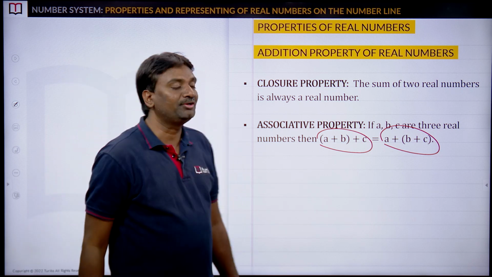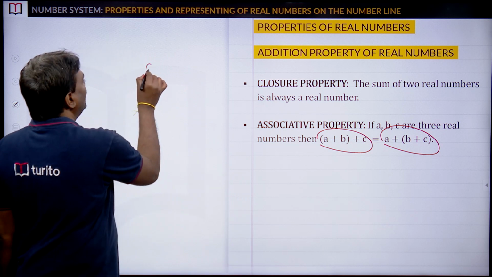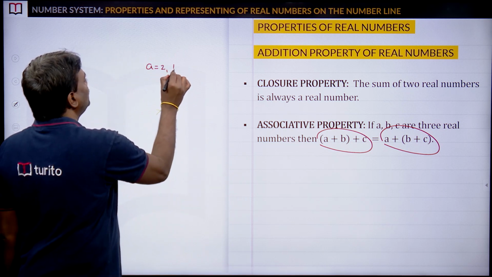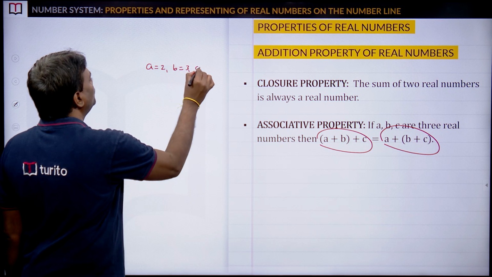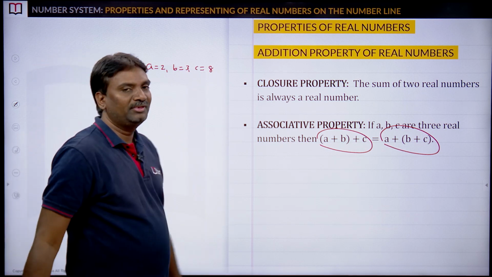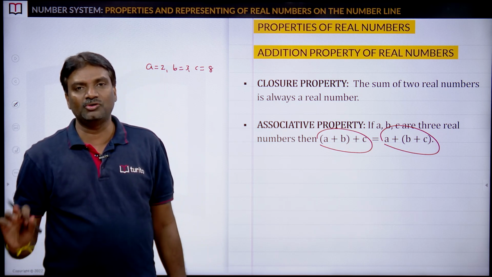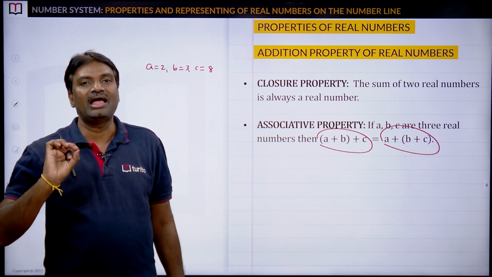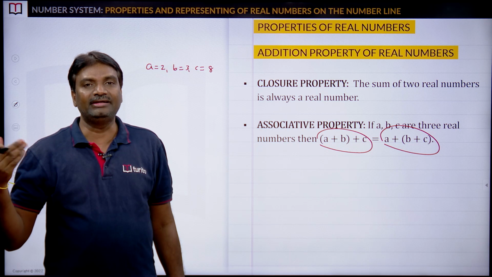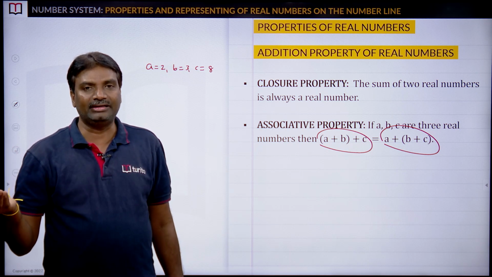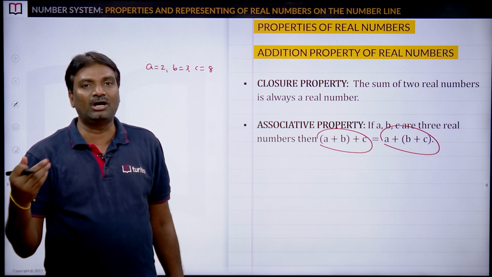So, for example, if we take A equal to 2, B equal to 3, C equal to 8. Sir, why are you taking those numbers? I want to take different. Your wish. I told you, you may take A, B, C as you wish. You may take integers or you may take real numbers, or you may take irrational numbers, whatever it may be.